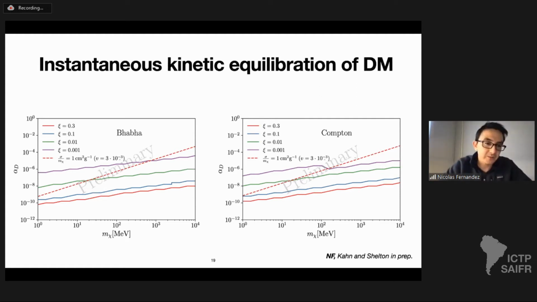Let me explain this plot. Because all these interactions are only dark matter with dark matter, there is no epsilon, because epsilon is the way that the dark matter talks with the standard model. Here it's just dark matter scattering with dark matter that is at a different temperature. And here you have alpha dark, and on the x-axis you have the mass of the dark matter.